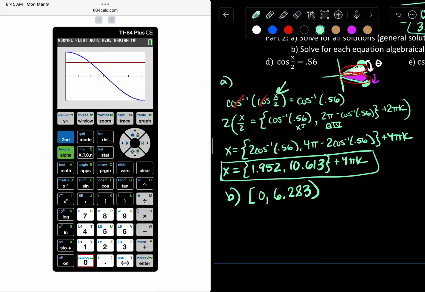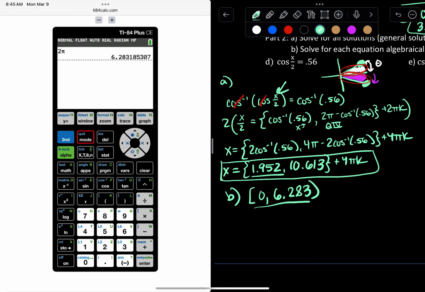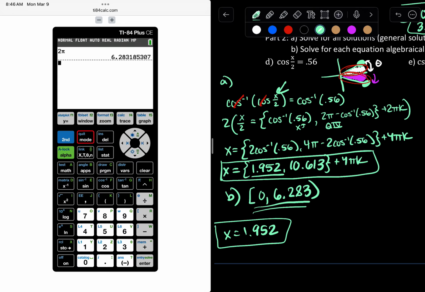There's only one solution. And if I think about that, it makes sense, because 1.952 is within my domain restriction. But if I add 4 pi to this, pi itself is 3.14. If we multiply that by 4, that's going to be like 12 something, which means we will be out of our domain again. So I only have that one solution, 1.952, using that first solution. Now, if I think about 10.613, that is already out of my domain restriction because of that horizontal stretch with the scale factor of 2. Therefore, we only have one solution, which is 1.952.